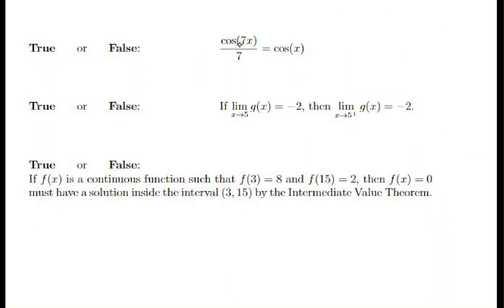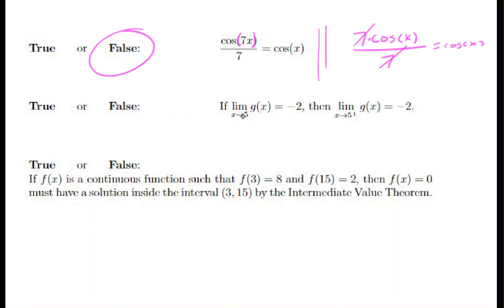Okay. This is false. This is the wrong idea that you can cancel like that, which we can't because the 7x is inside the composition of functions. So that's false. However, 7 cosine of x over 7, notice now the x is by itself, the 7 is just a scalar multiple. That would cancel and just give you cosine of x, so don't confuse those. We know the limit as x goes to 5 is -2. Then do we know the limit as it goes to 5 from the right of the same function is -2? That's true. If you know the two-sided limit, you know both single-sided limits.